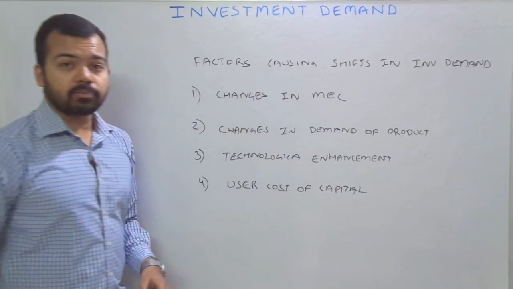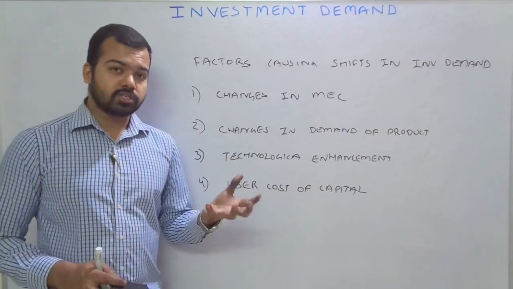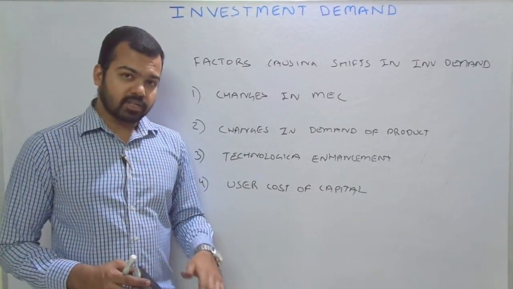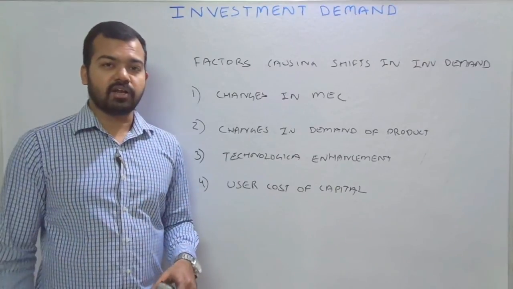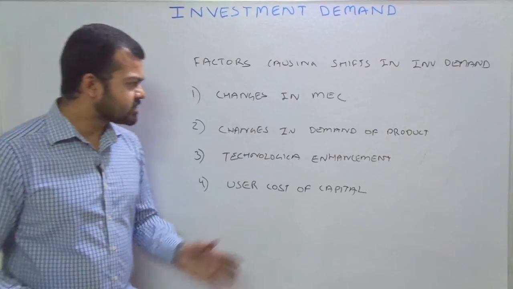Now the second point is changes in the demand of the product. This is a very important point in the modern economy. All of the economy is driven by the demand for products. So the demand for the product should remain in the economy. If the demand for the product is less, then the investment curve will shift leftward because of less investment in that product. Simple enough.